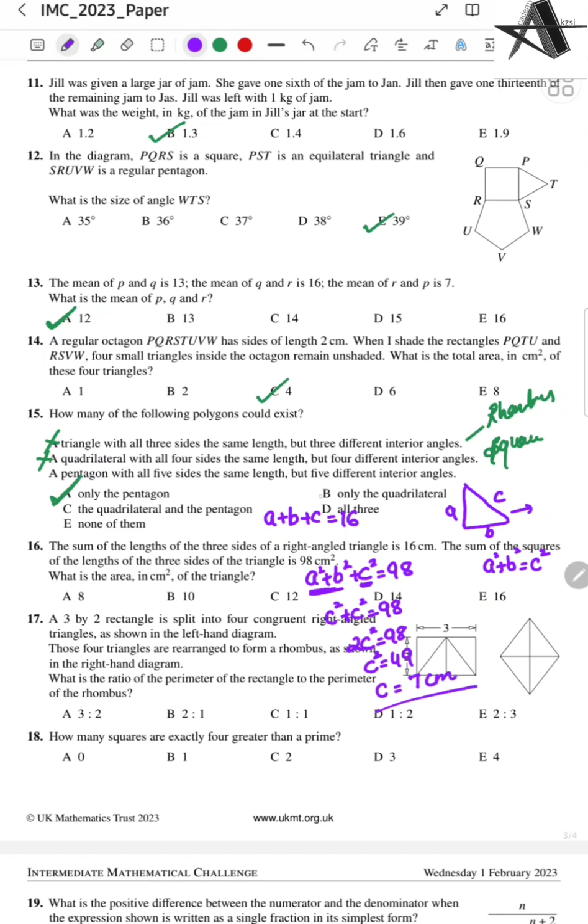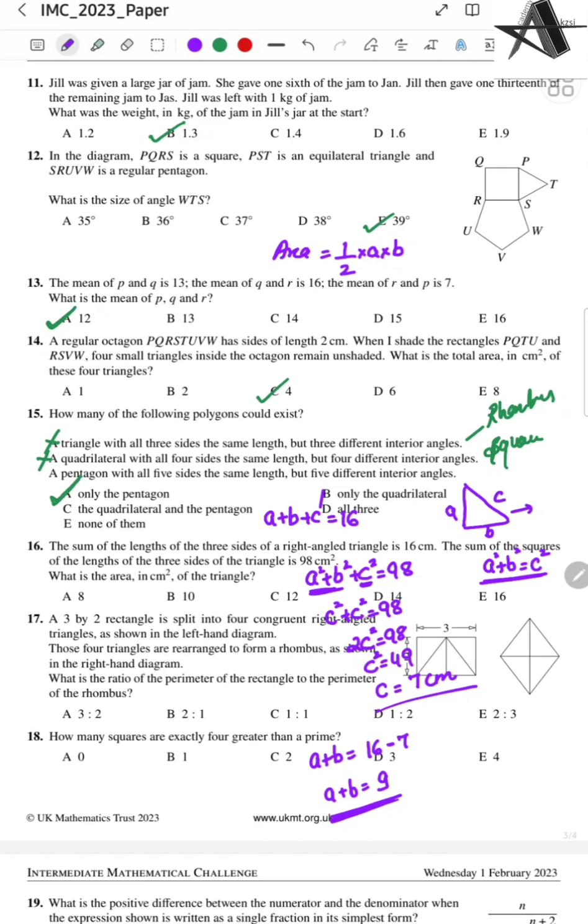We got C. If I put it here, I'll get A plus B as 16 minus 7. So A plus B is going to be 9. Now, what do we have to calculate? We have to calculate the area of this triangle. That means I need the values of A and B. We know area is half times base times height. So half times A times B will give me the area. For that, I should know the values of A and B. We know A squared plus B squared is equal to C squared, and we know A plus B is equal to 9. So this will give us the answer.